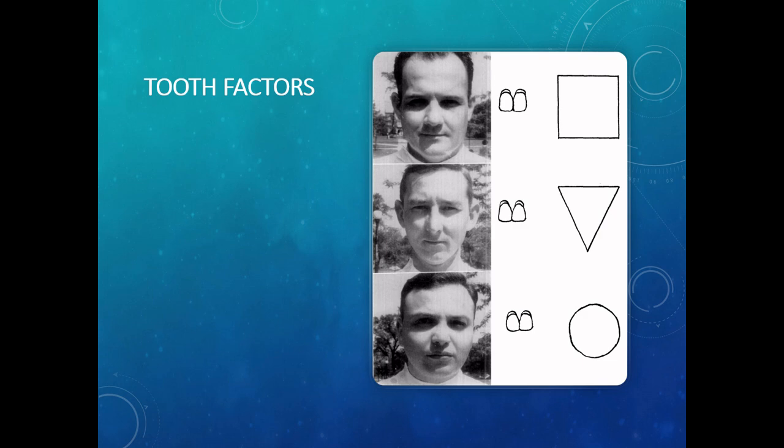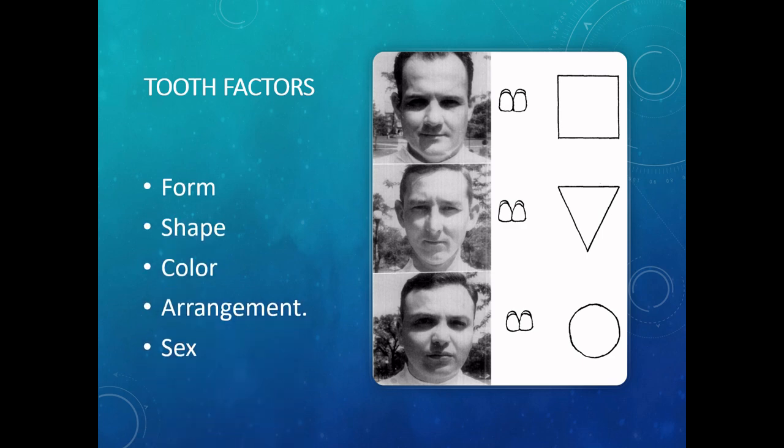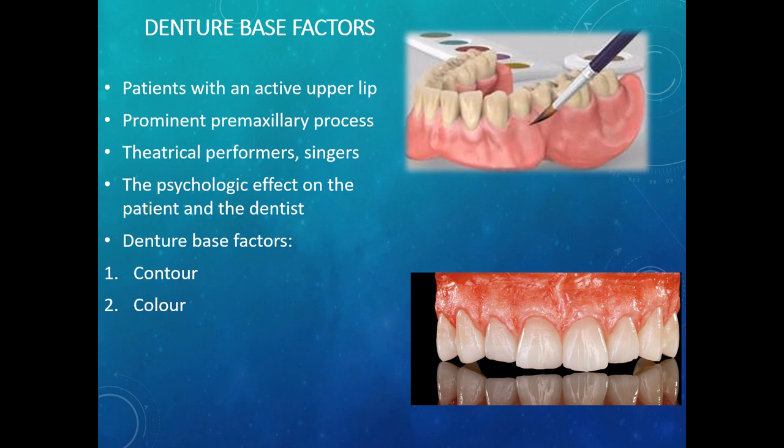Next, the factors relating to the teeth for denture aesthetics are form, shape, color, arrangement, and size. So these factors we will be discussing in detail in our coming slides under the teeth arrangement section. Finally, coming to the denture base factors.